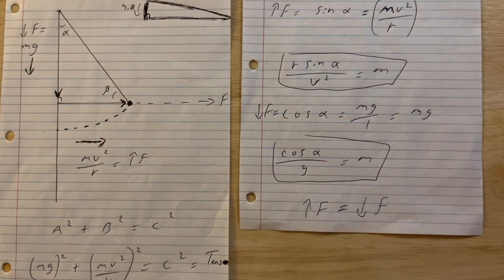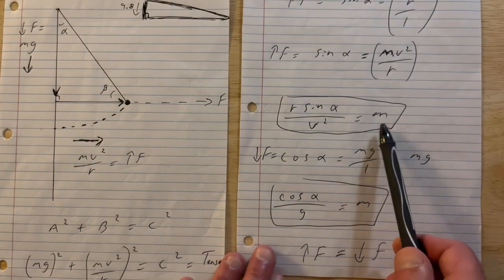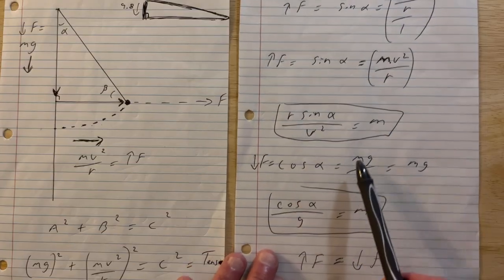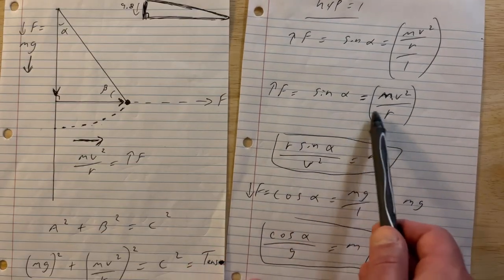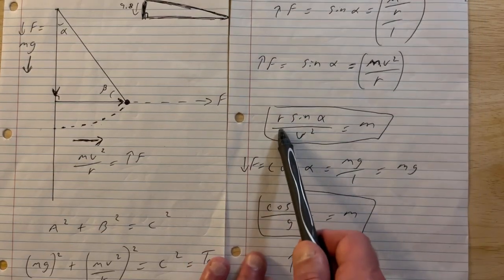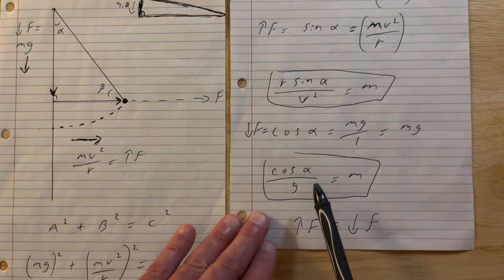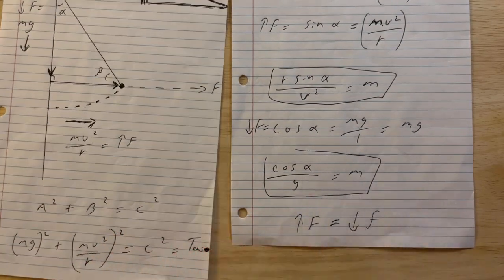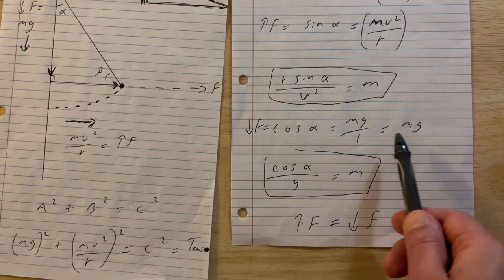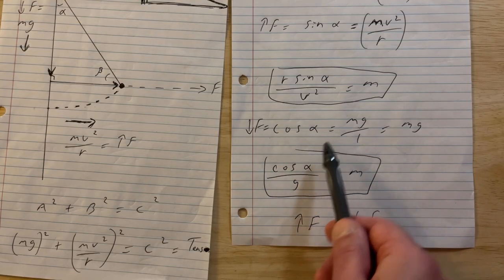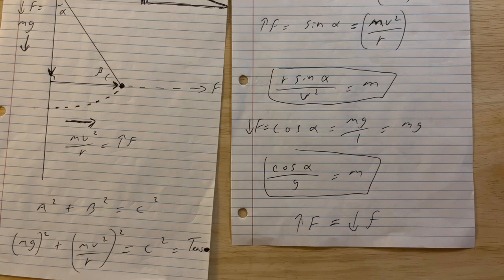So next step, what we do is we isolate mass for both equations. So right here for sine of alpha, I isolate mass. We end up with r sine alpha over v squared. I do the same thing here with cosine alpha. Isolate mass here, so we end up with cos alpha over g equals mass. Now I set the upward force equal to the downward force, and I will show that on the next page.